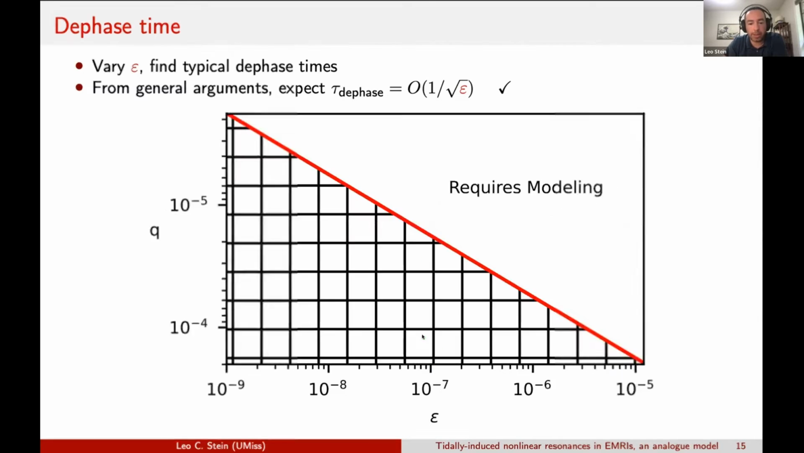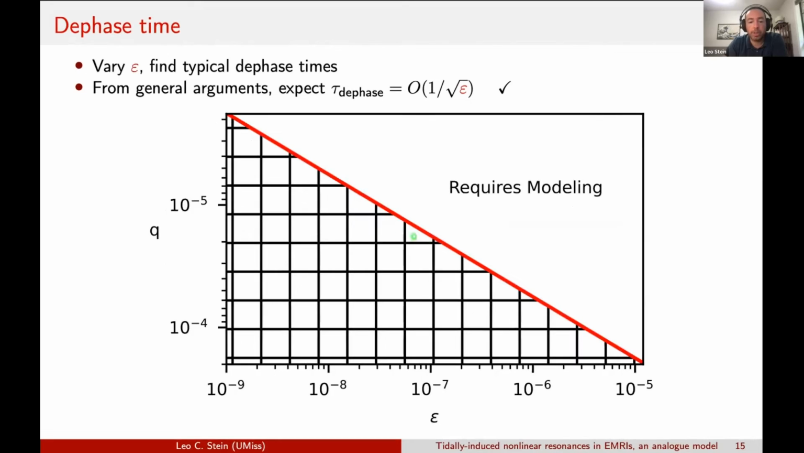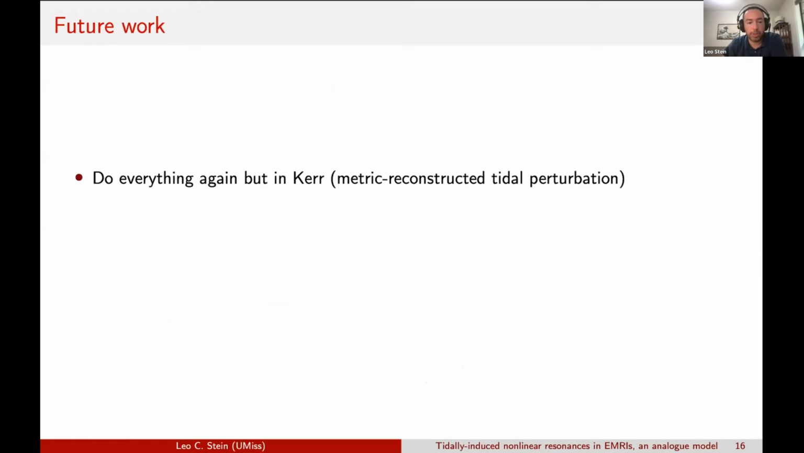So that basically allows you to make this plot. Just based on this power law that we calibrated numerically, you can say that for the shaded region down here, epsilon is small enough that the in-spiral is going to be more important than the tidal perturbation. But in this region over here, epsilon is large enough that you do need to model the tidal perturbation.